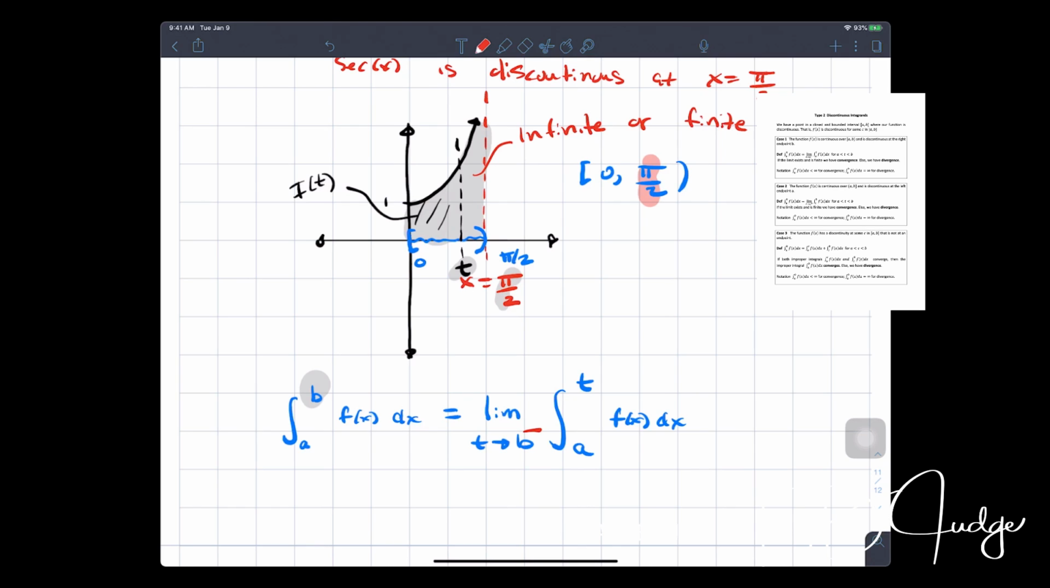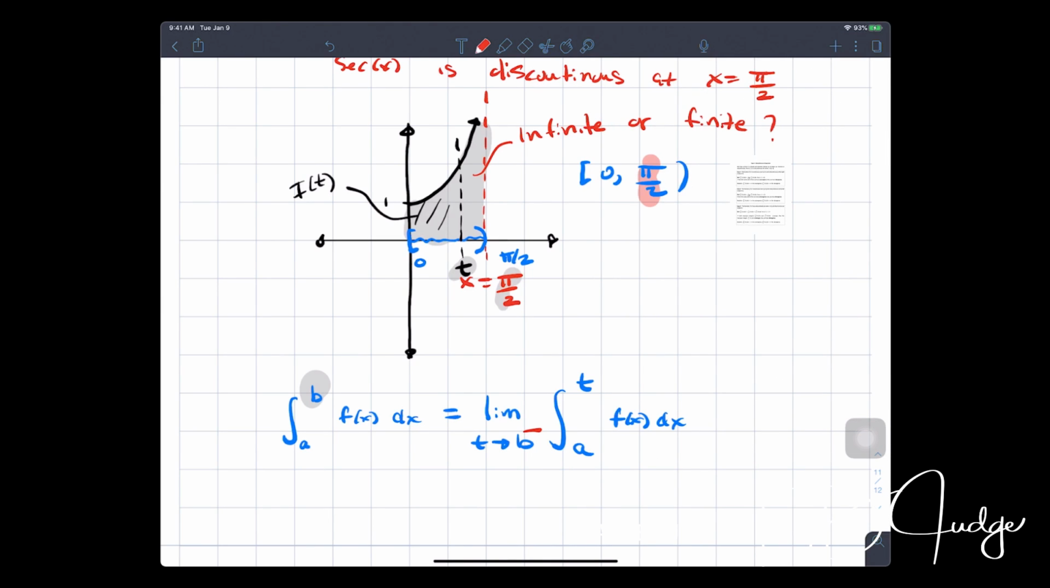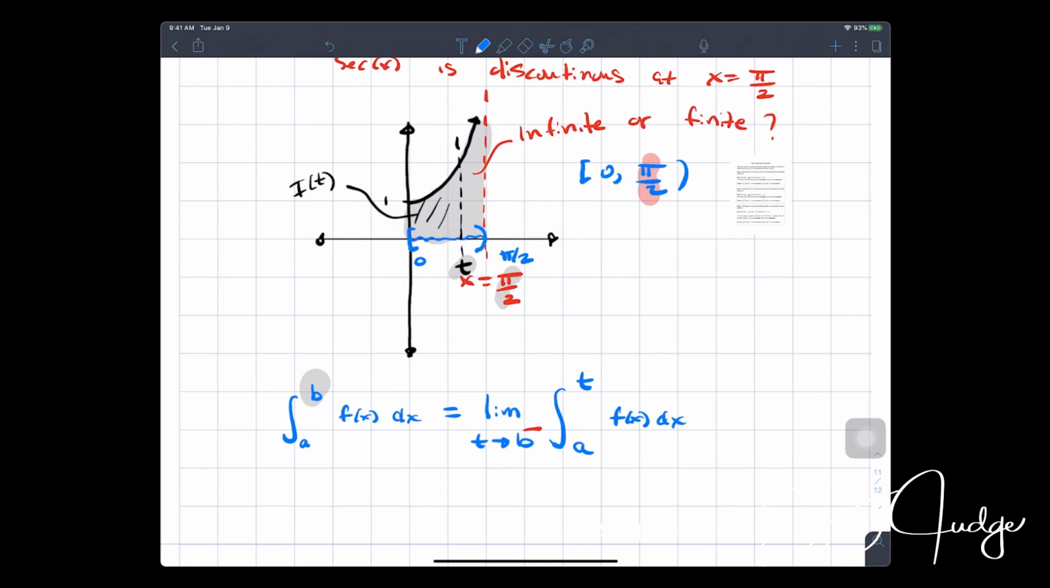So this is case one, where the right endpoint has the discontinuity. And by letting t be the dummy variable, we're going to approach the b value from the left. And that's why you see in your definition, if the limit exists and is finite, we have convergence. Otherwise, we have divergence. That's why you see a left approach for a limit value. So here's your definition. Here's what you guys are going to use. Okay. So there we go. Let's highlight this.